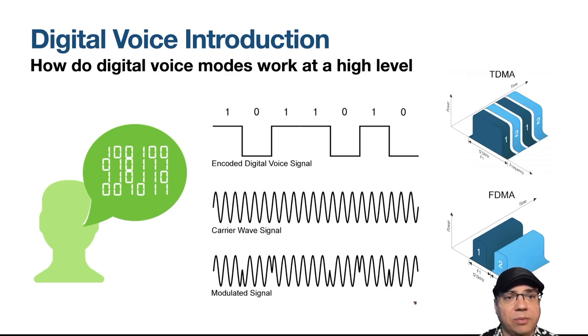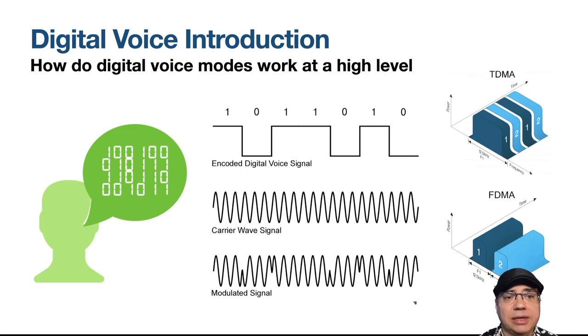You take a carrier wave, you have an input signal, and you apply those two, and you get a modulated signal. Really, the difference, at a very high level, between analog and digital is that the input signal that you're applying on that carrier wave is an encoded digital voice signal rather than an analog voice signal. And that's really, at a 10,000 foot level, the difference.